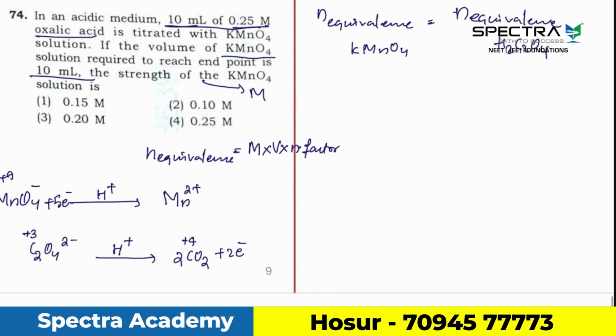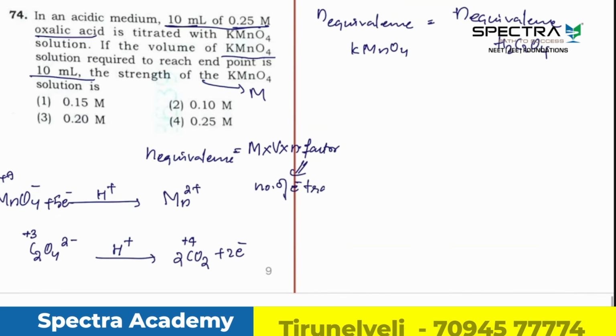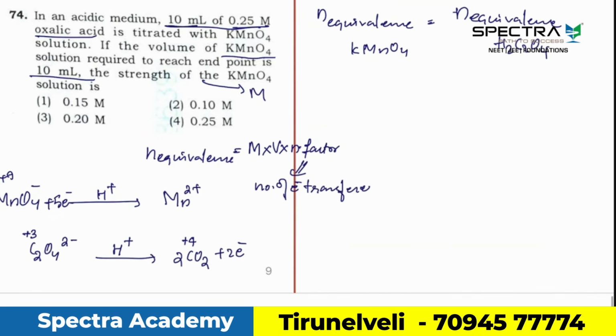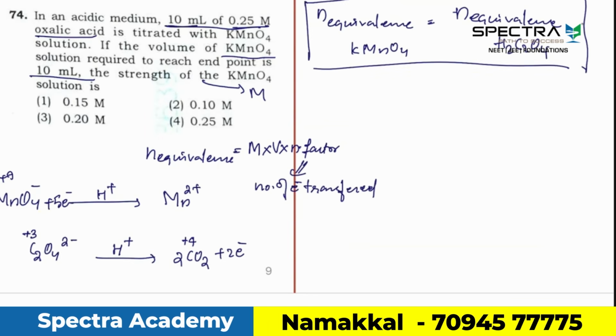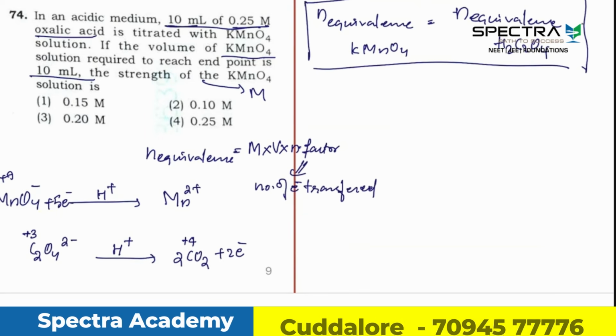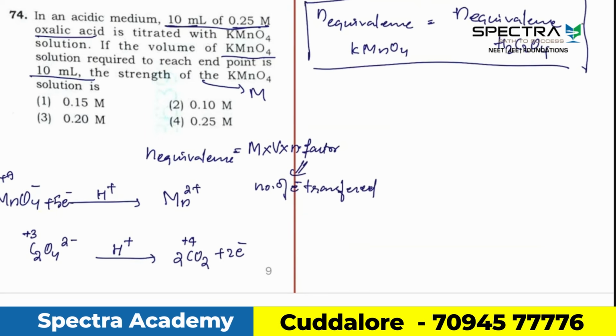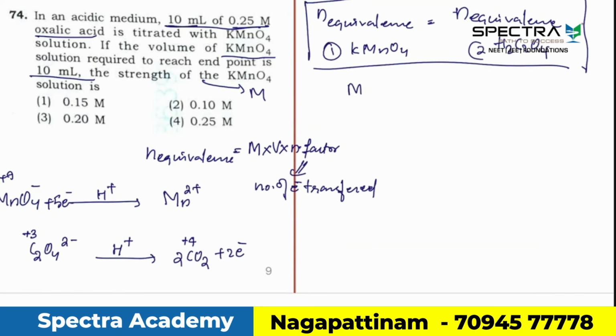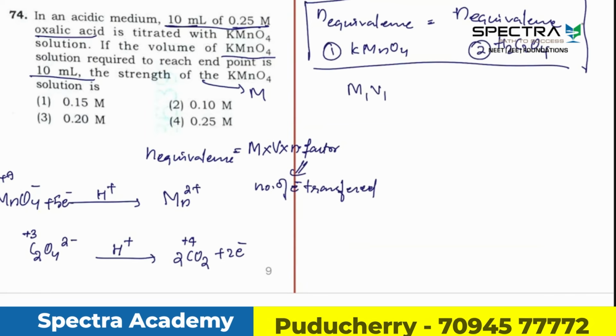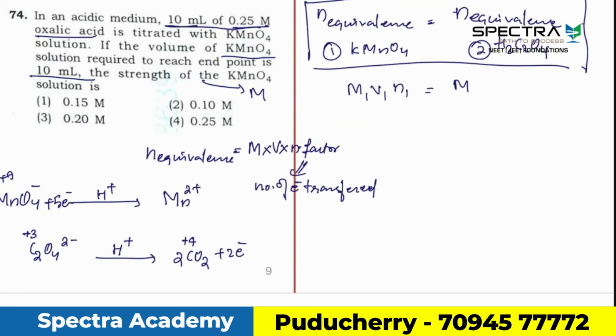Because for a redox reaction, N factor is the number of electrons transferred during the redox reaction. So let's see. We know that the number of gram equivalents of KMnO4 will be equal to the number of gram equivalents of oxalic acid. I'm taking KMnO4 as the first one and oxalic acid as the second one. So we can write the equation as M1V1N1 equals M2V2N2.